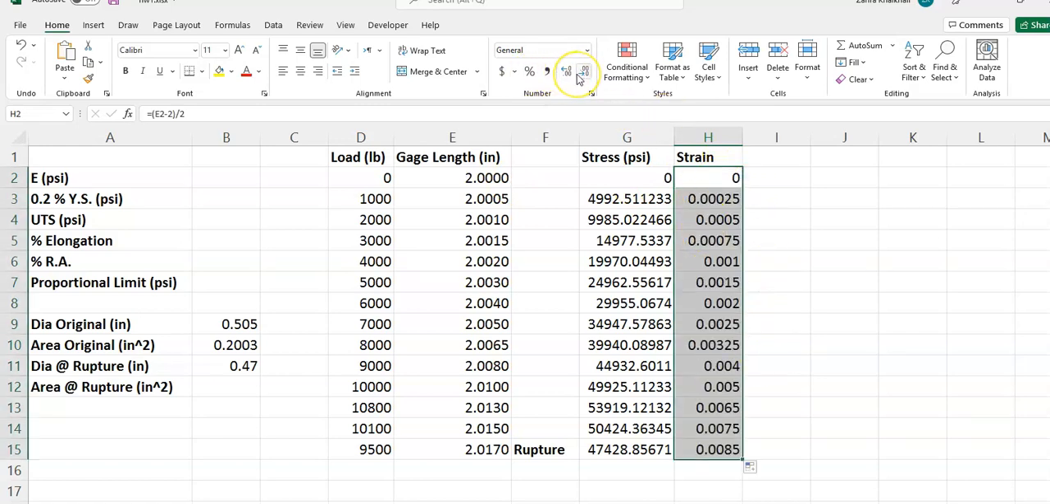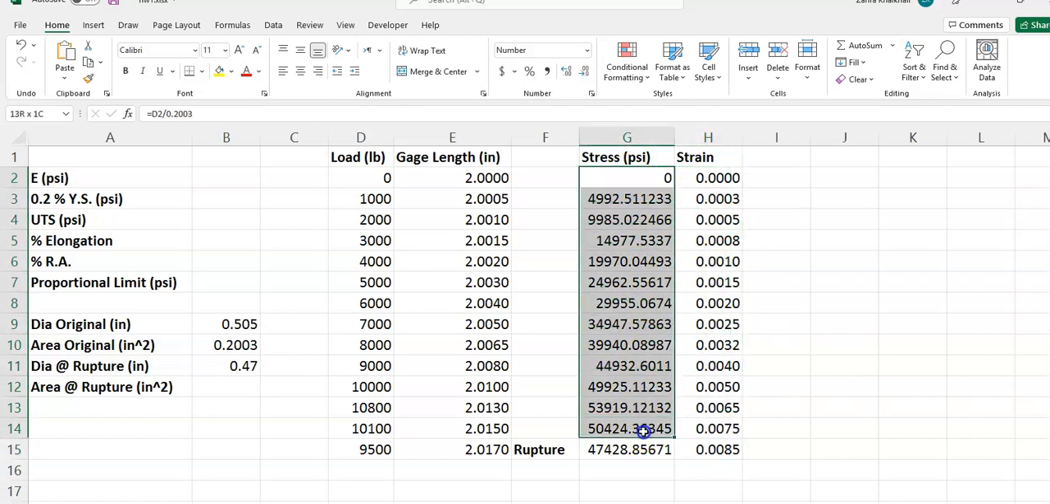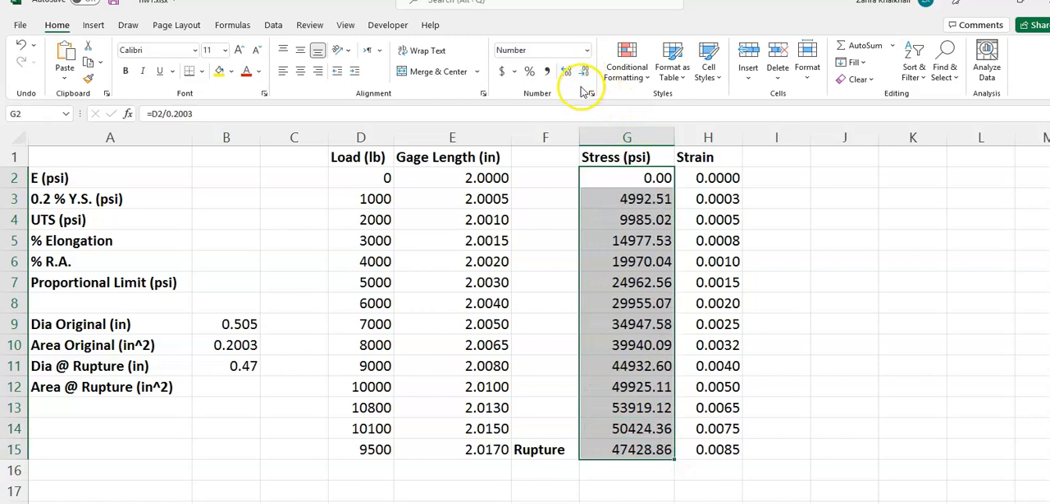Now let's make the decimal points consistent. So 4 decimal points is good. Now I have strain corresponding to each of these stress that I obtained in this column. Now also let's reduce the decimal places here.